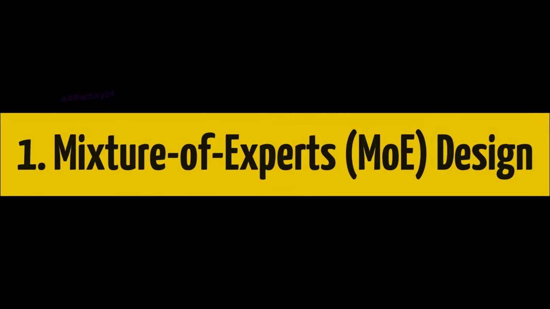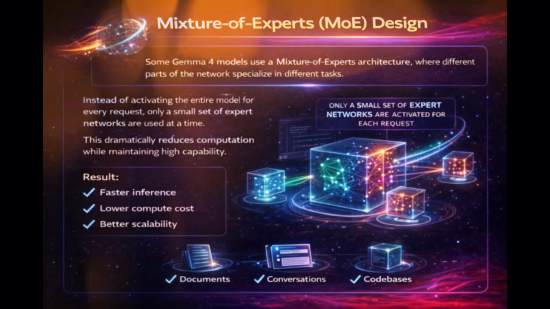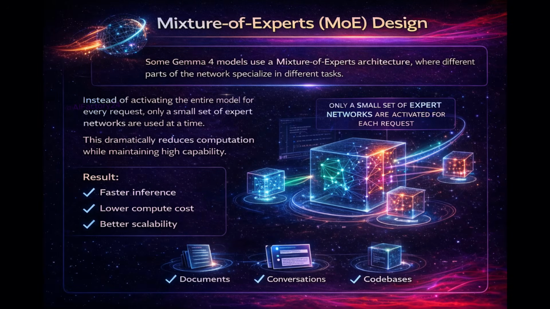How Gemma 4's architecture improves efficiency and performance. 1. Mixture of experts, MoE design. Some Gemma 4 models use a mixture of experts architecture, where different parts of the network specialize in different tasks. Instead of activating the entire model for every request, only a small set of expert networks are used at a time. This dramatically reduces computation while maintaining high capability. Result: faster inference, lower compute cost, better scalability.